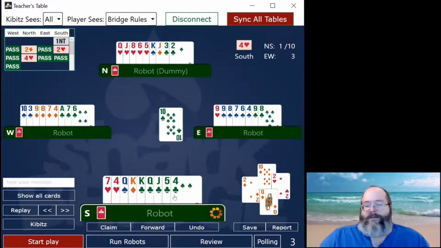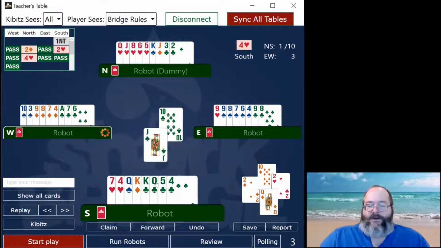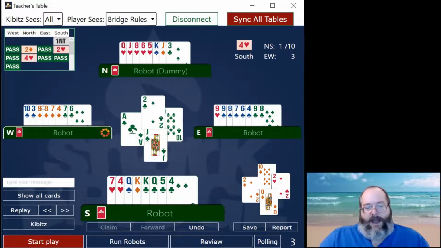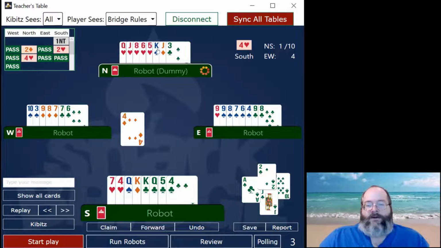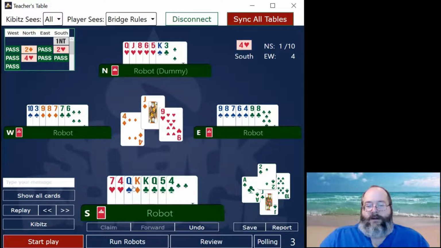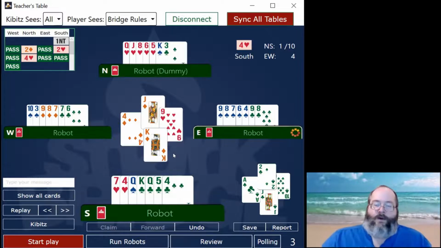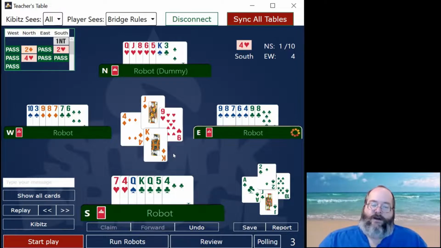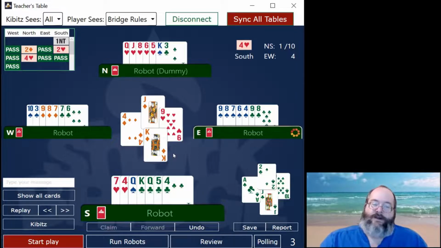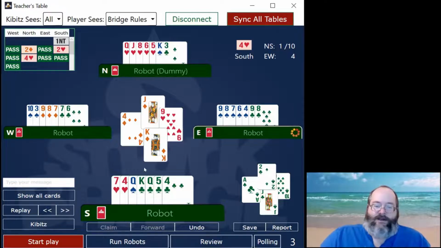return a club, right? You lead the 10, top of your sequence. They put the jack on it. You win the ace, right? And you do your duty. You return another one, right? And partner trumps it. Okay. So the suit preference signal allows you to get partner to play back the right suit, play back the suit in which you have an entry. You have a club entry on this hand.